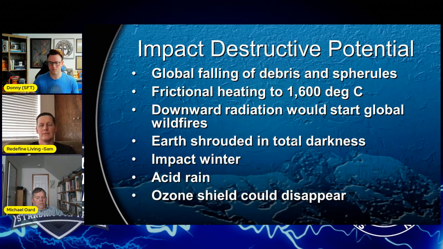But there's another factor in all this. When you spread all this material, debris, and spherules up into the atmosphere, they come down. And when they hit the atmosphere, frictional heating heats the upper atmosphere to 1,600 degrees centigrade. And that radiates up and down, infrared radiation. The downward radiation would start global wildfires. It would start fires globally. And it would result in the Earth shrouded in total darkness. We'd have impact winter for sure. Acid rain, the ozone shield could disappear.